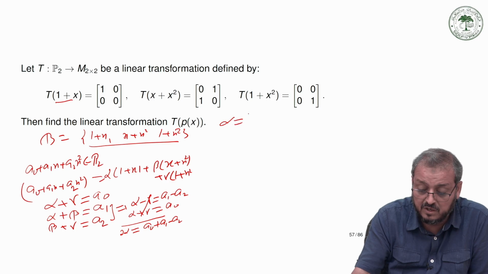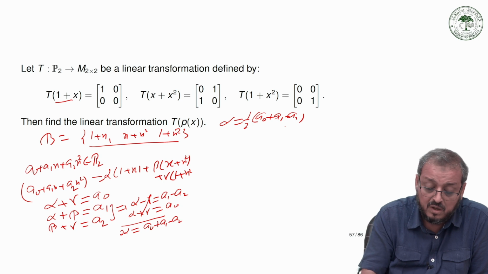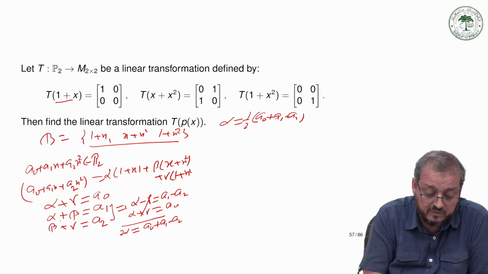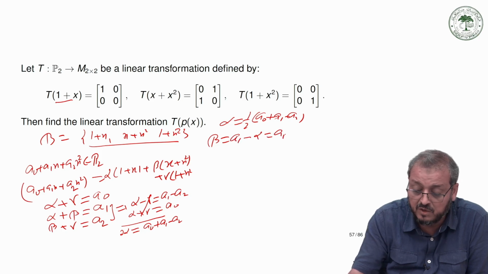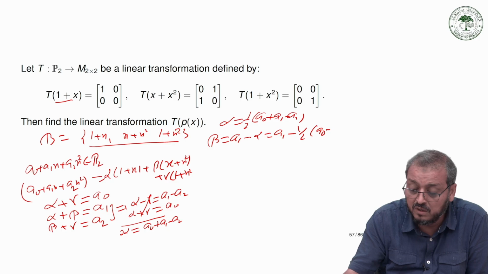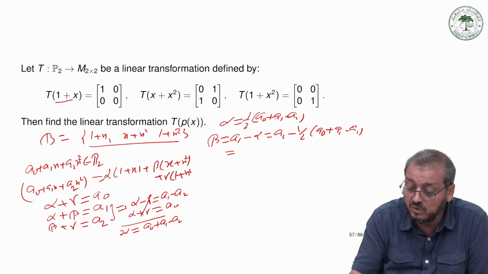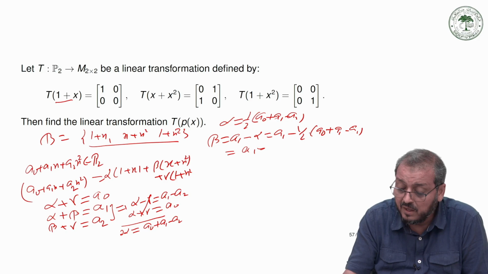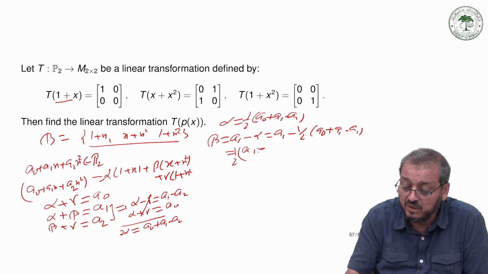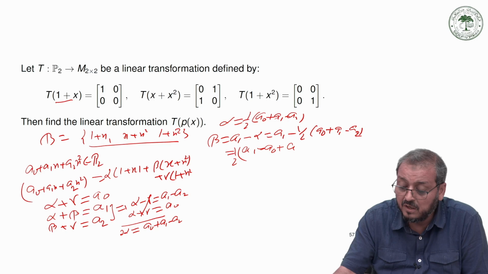So we have alpha is equal to 1/2 (a0 + a1 - a2). Now substitute the value of alpha anywhere it appears. So beta is equal to a1 minus alpha, which is a1 minus 1/2 (a0 + a1 - a2), and this is nothing but 1/2 (2a1 - a1 - a0 + a2), that is, 1/2 (a1 - a0 + a2).